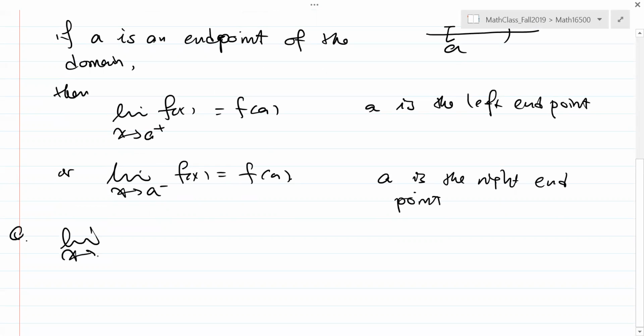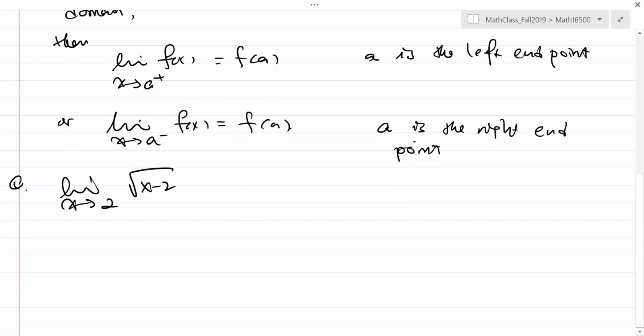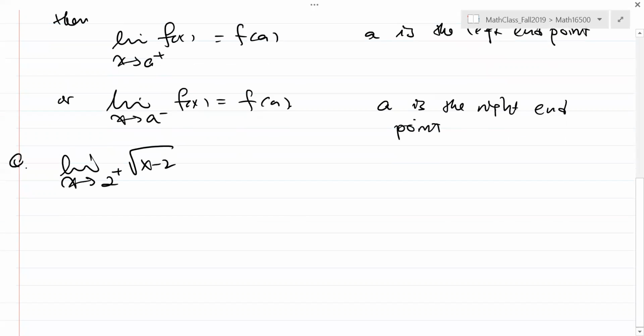Find the limit as x approaches 2 of the square root of x minus 2. You cannot just write it like that, because x approaches 2 means x approaches from both sides. So you can only say the right-hand limit, as x approaches 2 from the right-hand side. What is the limit of the square root of x minus 2? Yes, this makes sense.